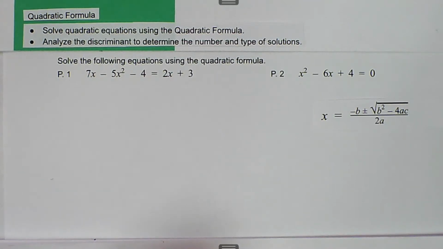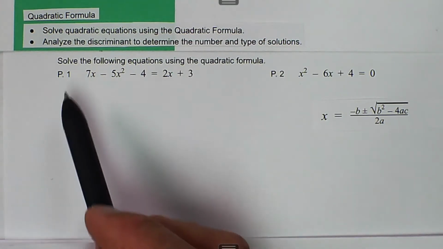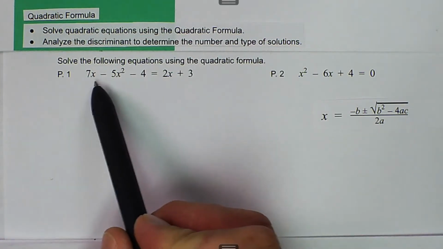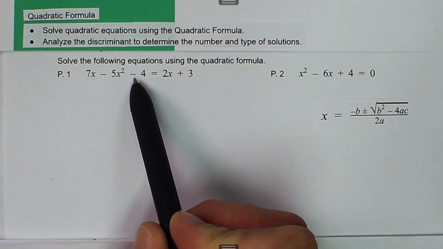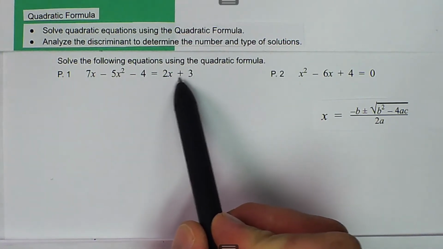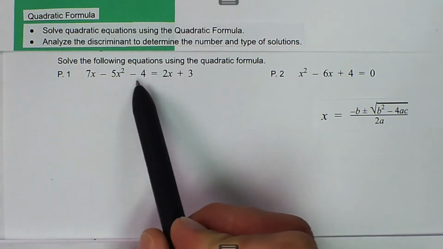We are talking about the quadratic formula, and we want to solve quadratic equations using the quadratic formula. So it says solve the following equations using the quadratic formula. We have 7x minus 5x squared minus 4 is equal to 2x plus 3. And the first thing that we want to do is make sure that we have one side of the equation equal to 0.